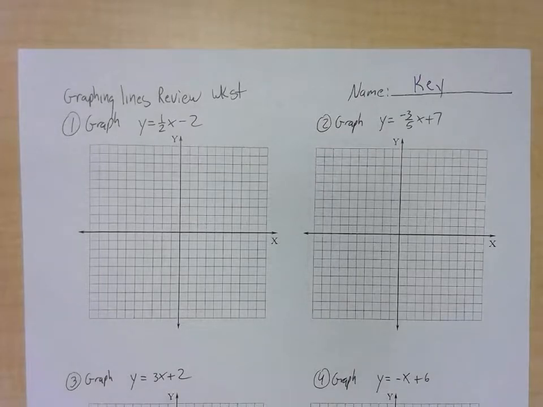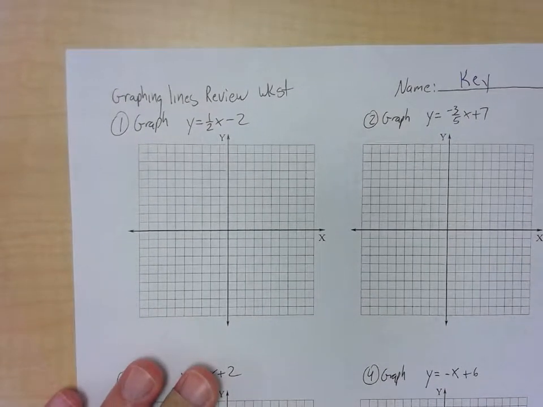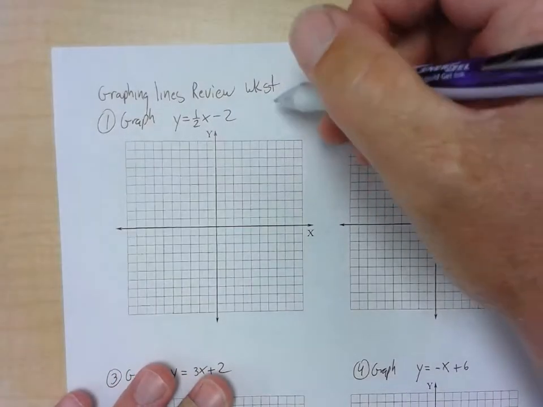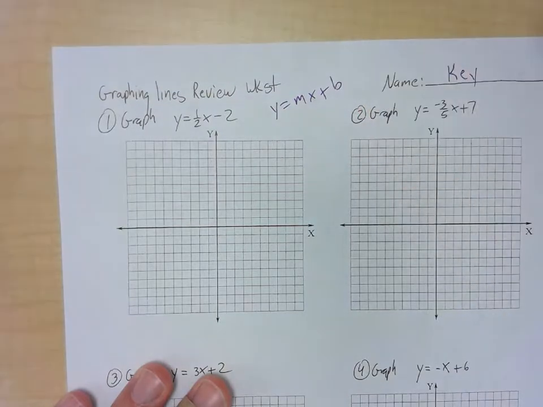I'm going to go through the left column of problems with you, and then you can do the right column of problems and turn it in on your own. So the first thing we're going to do is graph y equals 1/2 x minus 2. This comes from the form y equals mx plus b.